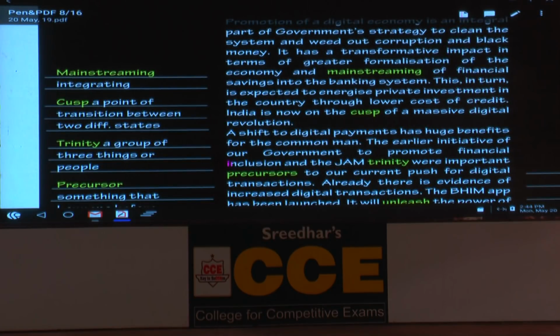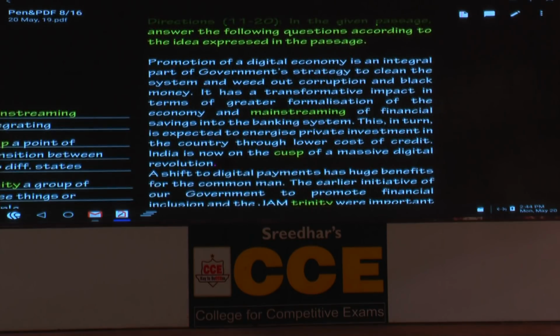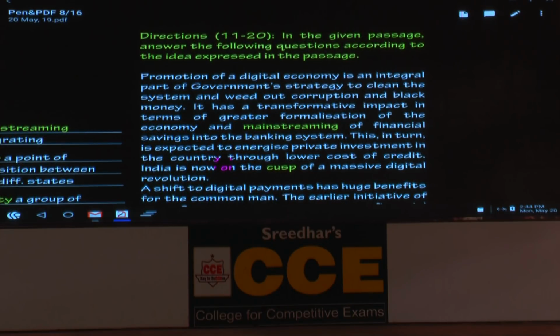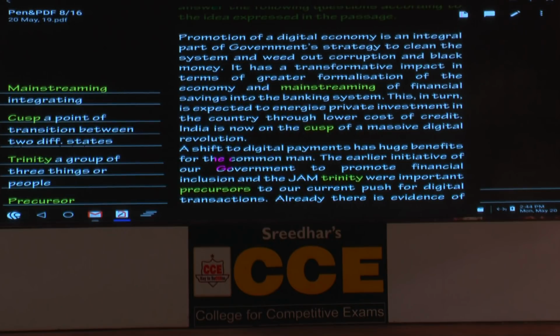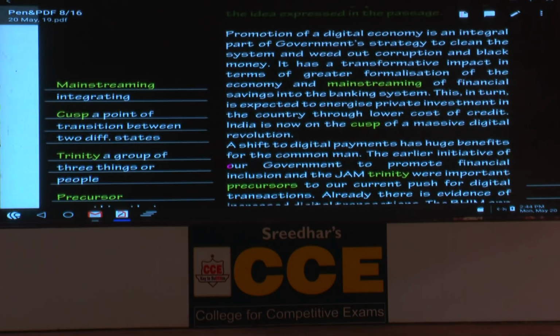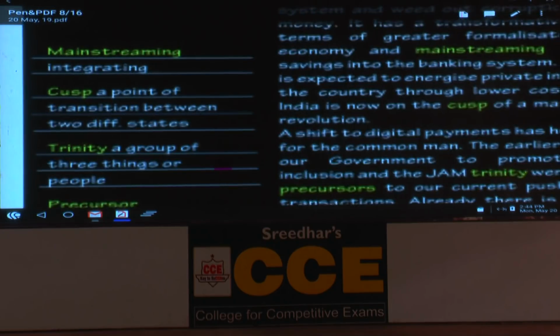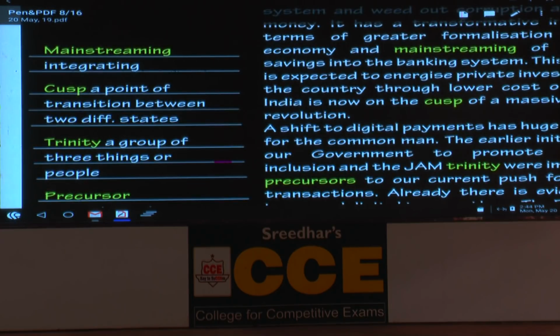It has taken exactly 45 minutes. I was worried about this. Now we'll do it a little fast. The next 10 questions deal with what? Passage. What is the passage about? Digital economy, one thing. For what purpose? To remove corruption or remove black money. A lot of words are there which are very important. So I want you to make a note of these words, then we'll go to the questions.